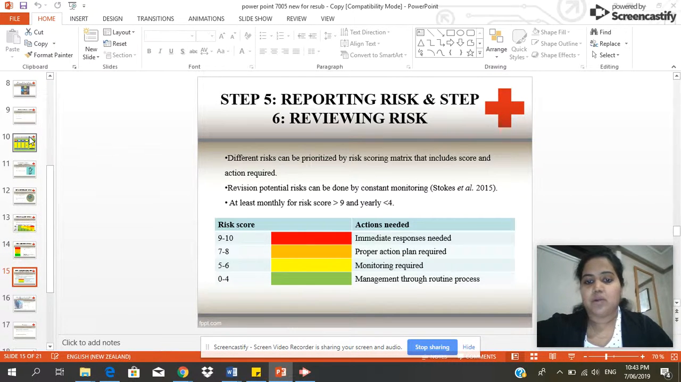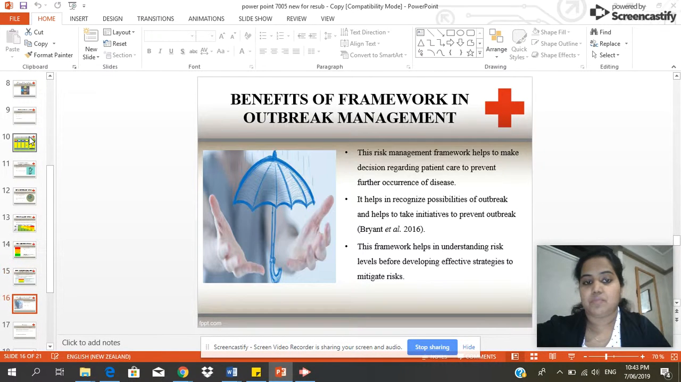And reporting. These are the reporting charts. Risk score, it's mentioned like a color. Immediate responses needed. Proper action plan required. Monitoring required. Management routine processes.